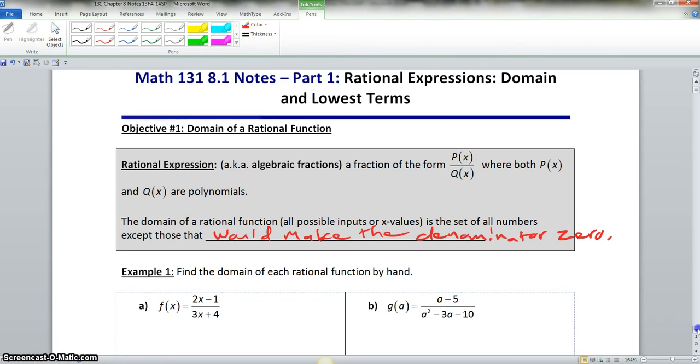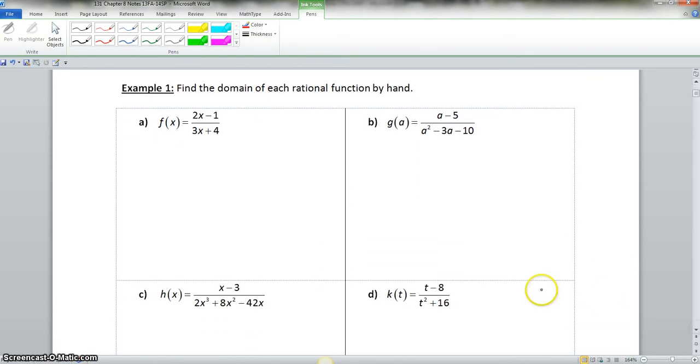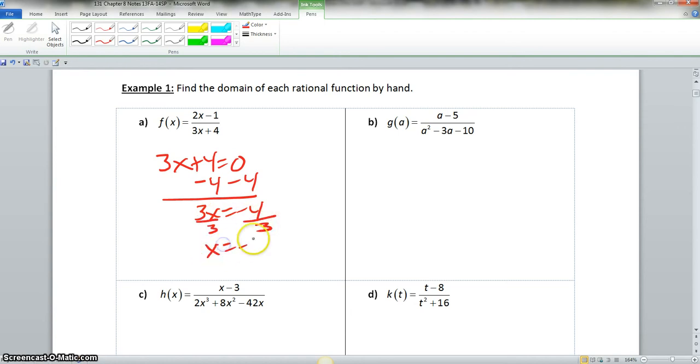Okay, now it says, example 1, find the domain of each rational function by hand. So basically this is what we would do. We would take our denominator and set it equal to 0, and that would tell us our exception. So we would subtract 4 on both sides. We add 3x equals negative 4. Divide each side by 3, and x is negative 4/3. Now, this is what x cannot equal.